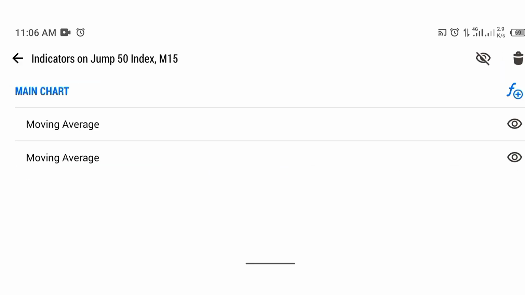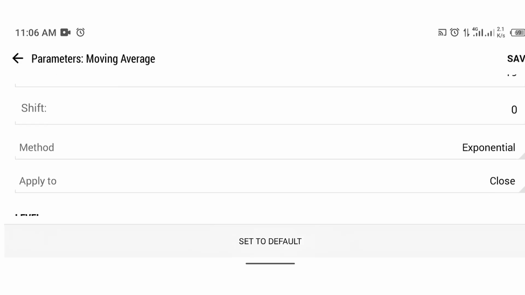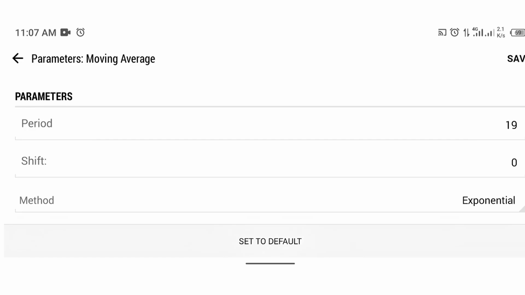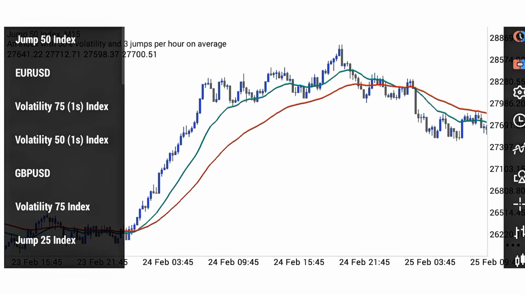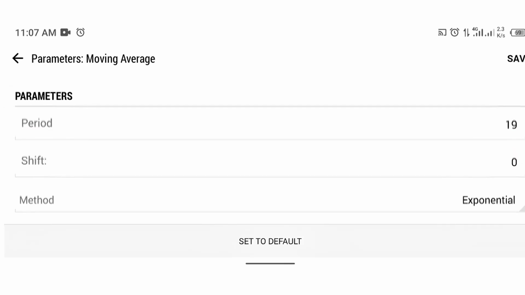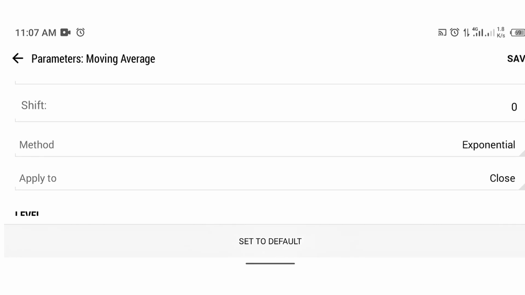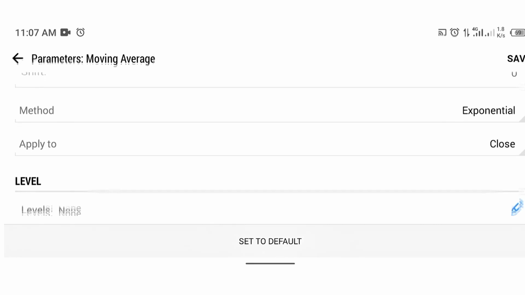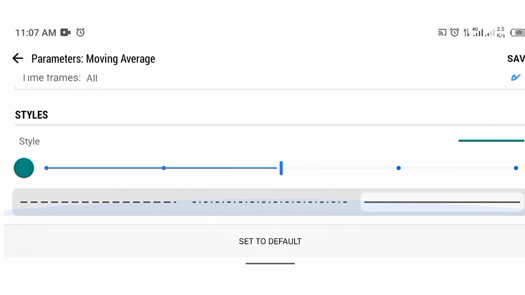So you save it. That one is the 45 exponential moving average trading strategy. Now, the second one is the 19 exponential moving average trading strategy, which is the green one on your chart right now. So to get that on your chart, all you have to do is make the period 19, the shift, leave it at 0. The method should be exponential, apply to close. The same thing with that one, only that this time around the period should be 19.